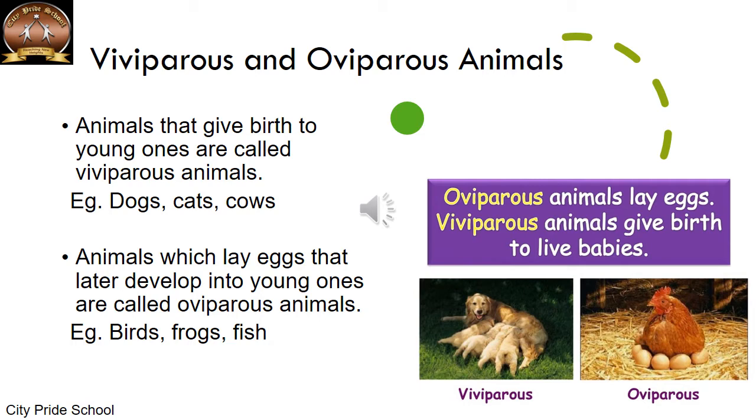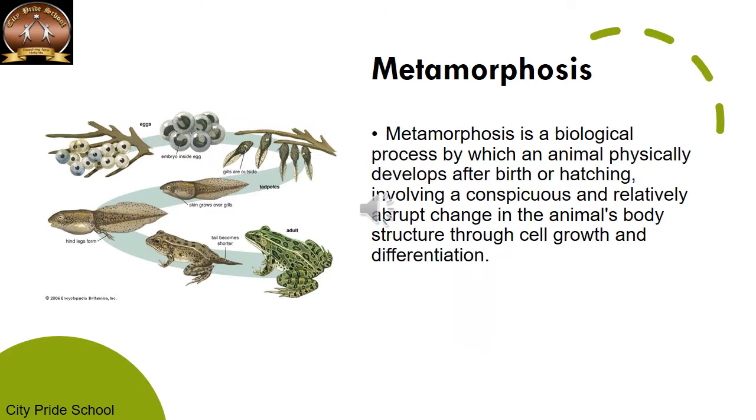Animals that give birth to young ones are called viviparous animals. Human beings also come under viviparous animals, right? And animals which lay eggs that later develop into young ones are termed oviparous animals. Examples of oviparous animals are birds, frogs, fish, even reptiles. And among viviparous animals we have dogs, cats, cows, and many other animals.